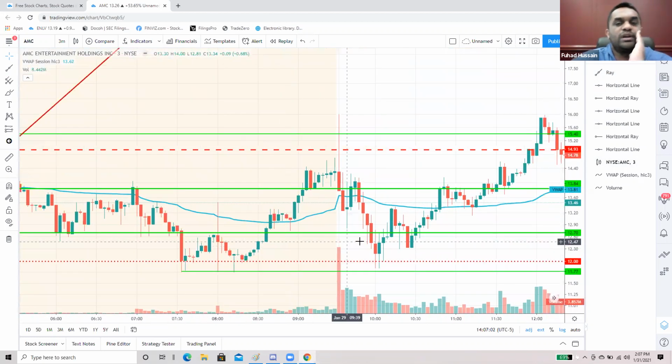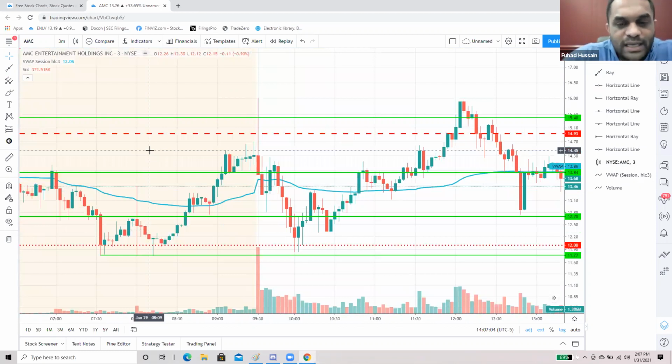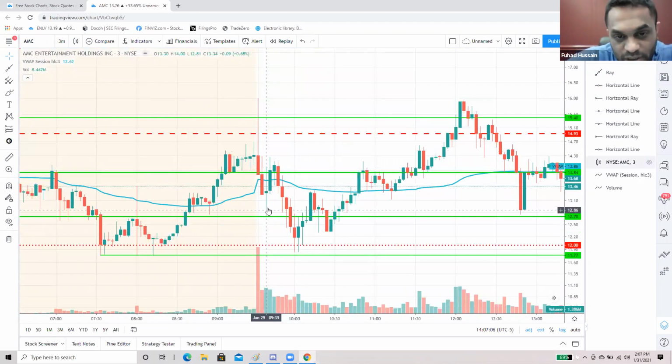So what happens in the morning right here? When I came into this stock, I took this trade right here. I put in a lot of size, and unfortunately I could not exit. So I did not have a stop loss because I entered, my son came in.